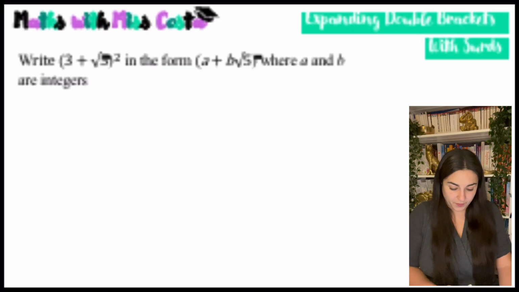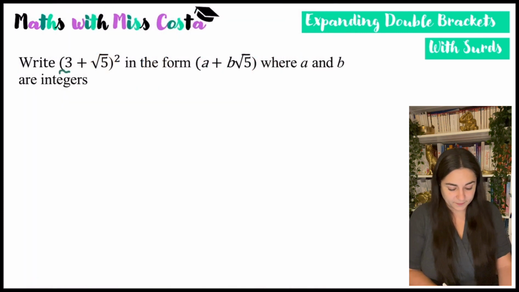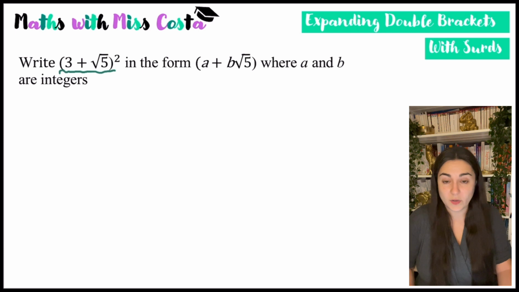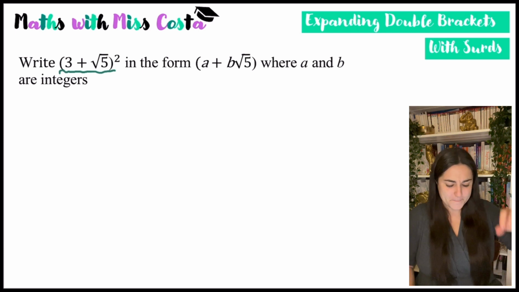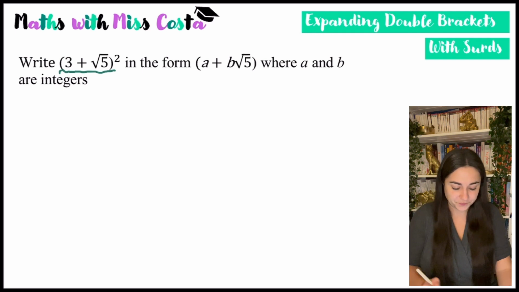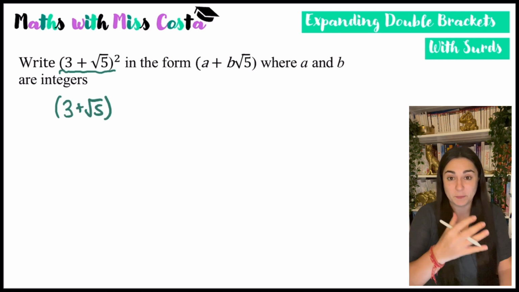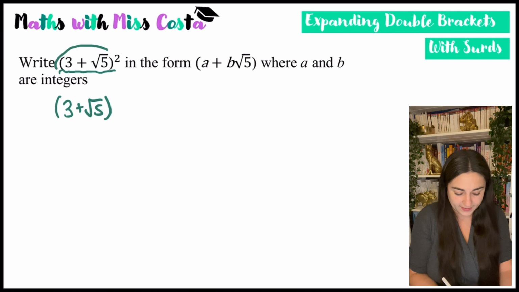So let's have a go at the next question. I am being asked to write this in the form a plus b root 5, where a and b are integers. Once again, don't let the wording put you off. All it's asking you to do is expand the bracket. Generally, if you see something, just do what your instinct tells you to do, even if the language confuses you. So what does squared mean? Well, squared means everything that is being squared is multiplied by itself. So the whole bracket is squared.